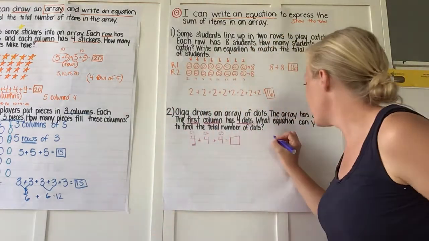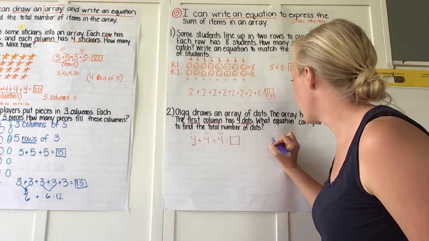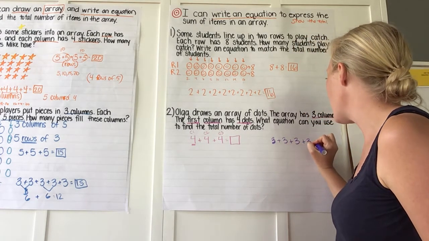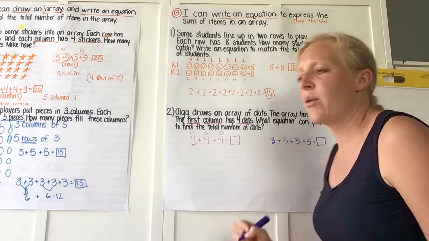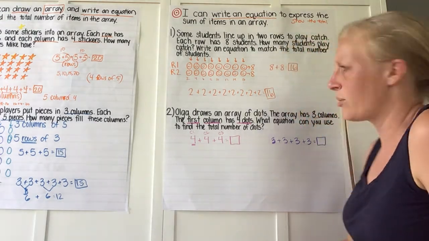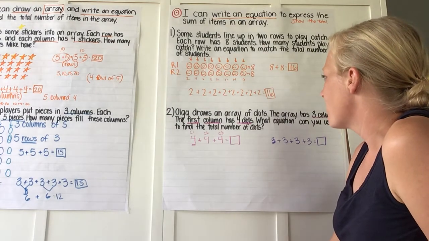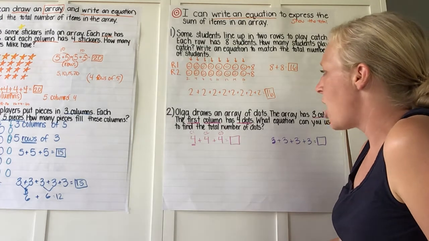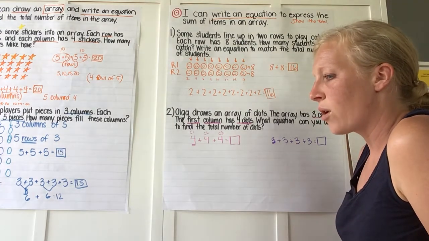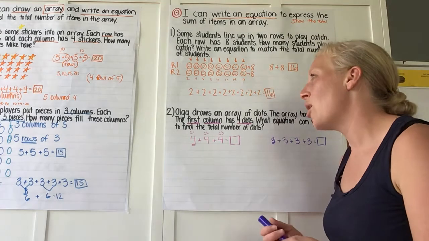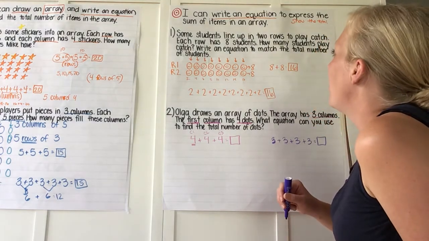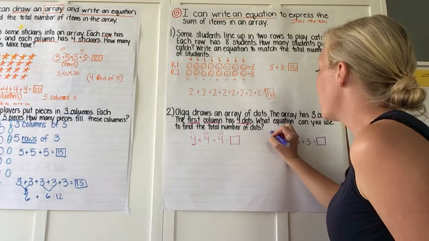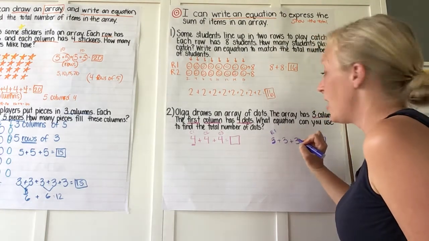Okay, so you said 3 plus 3 plus 3 plus 3. What were you thinking when you wrote 3 plus 3 plus 3 plus 3? Okay, so if you are drawing an array and the first column has 4 dots, that means that there are 4 rows. And if there's 4 rows, then the first row will have 3 in it.